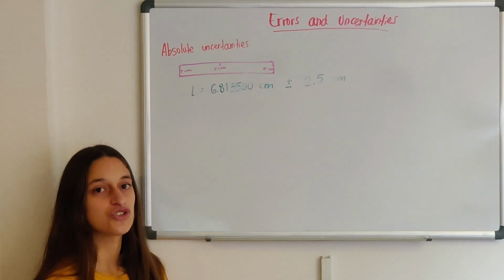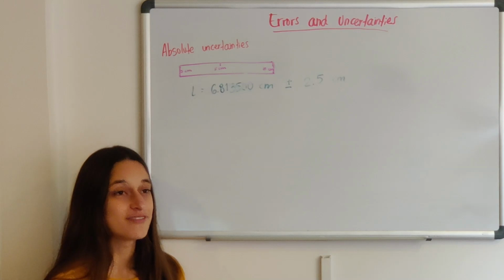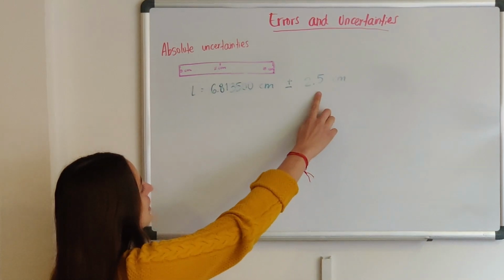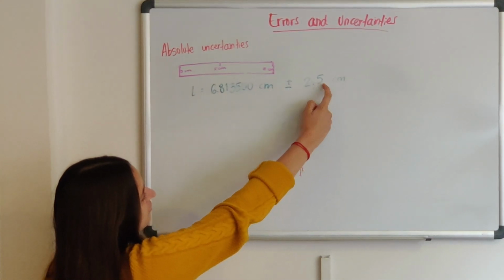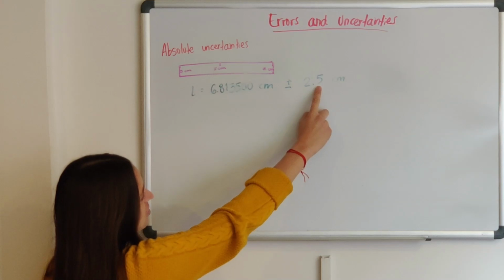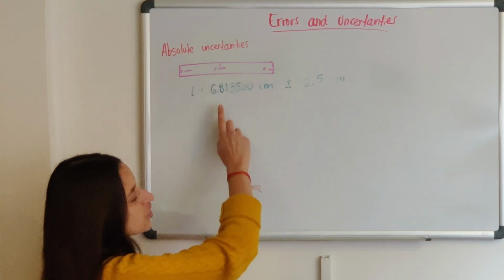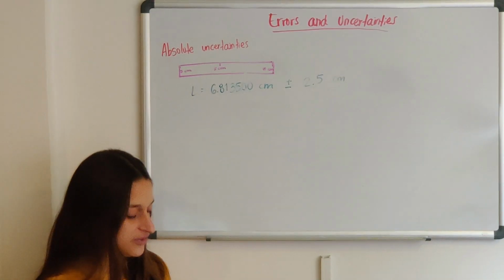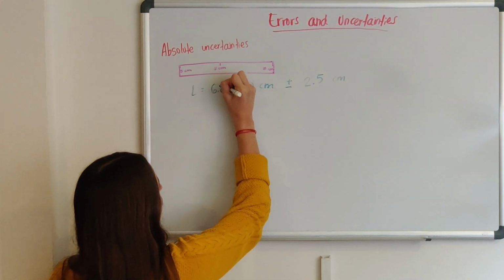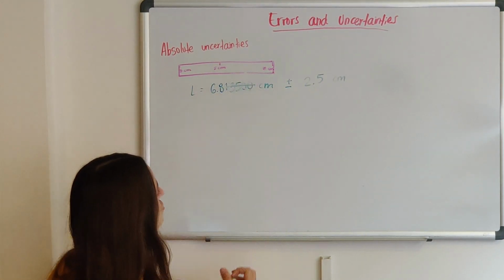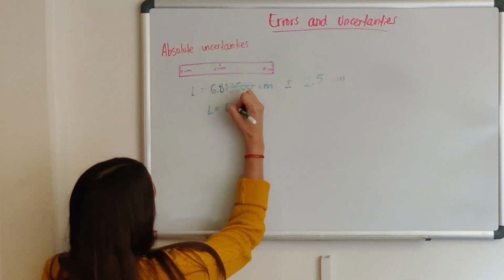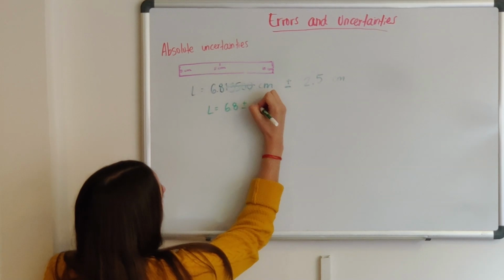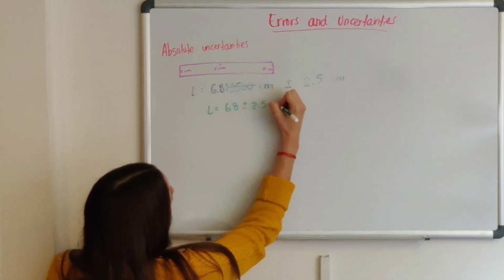Well, actually, you should always have the same number of decimal places after the decimal point in this one and in this one. So if this one reaches only 0.5, so like one number after the decimal point, I can only use one number after the decimal point here as well. That means I'm going to ignore the 1, the 3, 5, the 0, and the 0. So my real answer is that my length is equal to 6.8 plus or minus 2.5 centimeters.